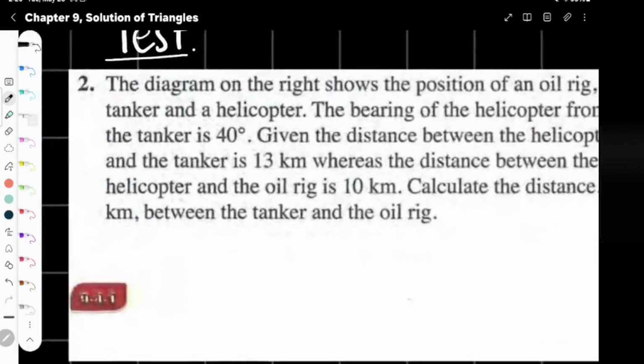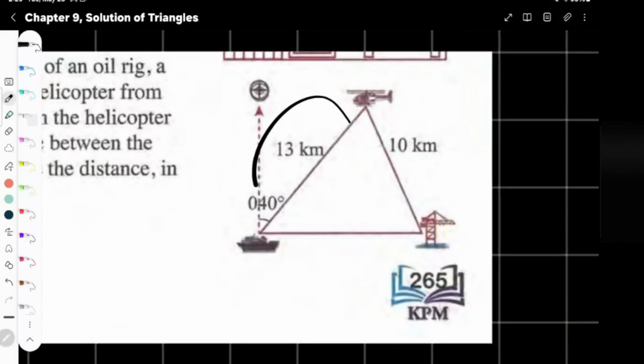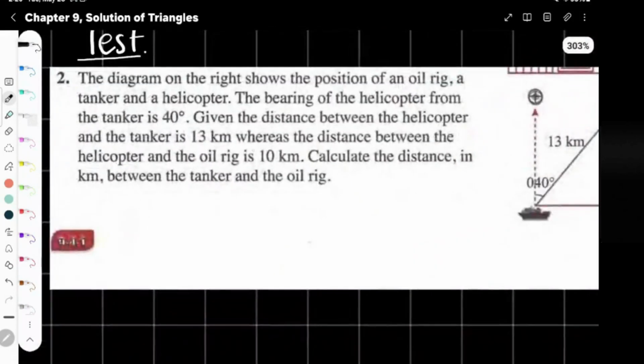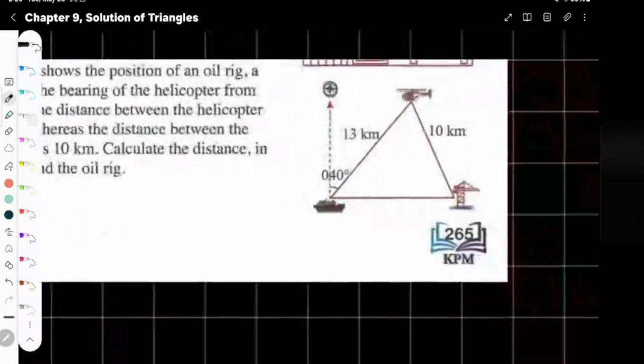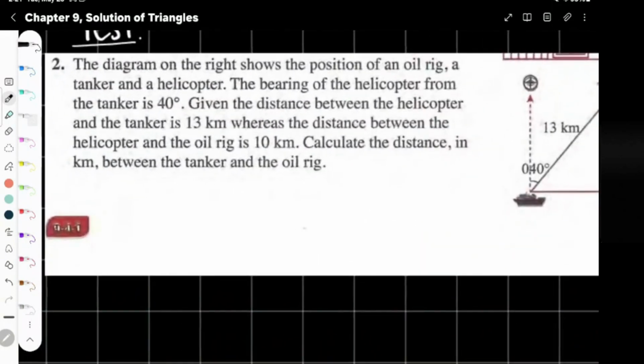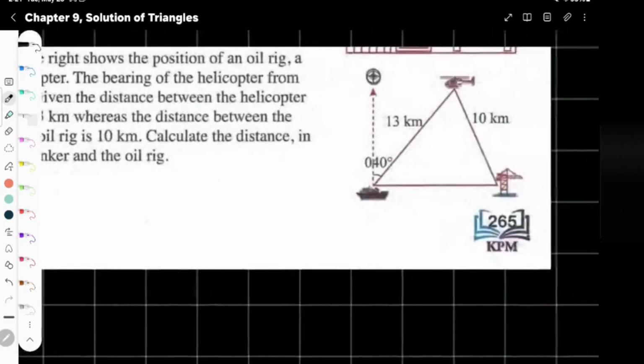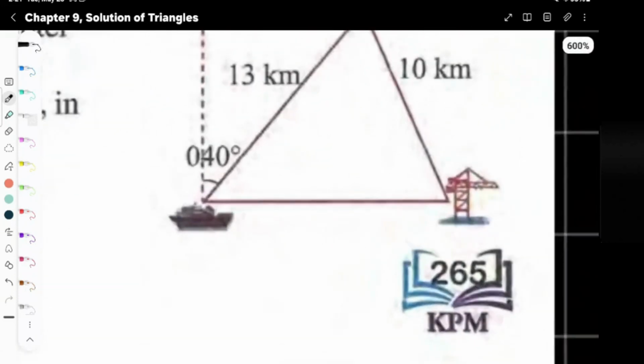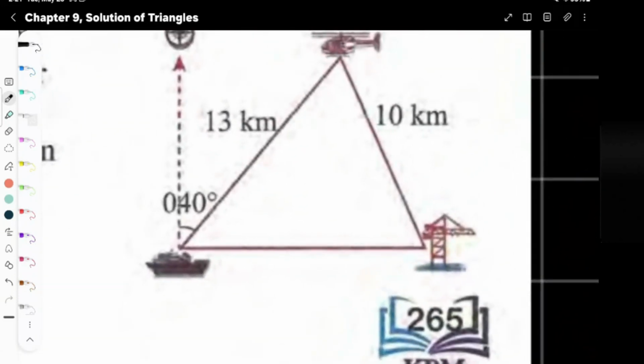Given the distance between the helicopter and the tanker is 30 kilometer. Okay, we already see that. Whereas the distance between the helicopter and the oil rig is 10 kilometer. Calculate the distance in kilometer between the tanker and the oil rig. So first of all, before answering the question, I recommend you fill in the information that you know and try your best to find every single answer.